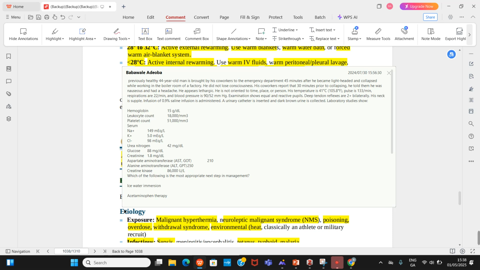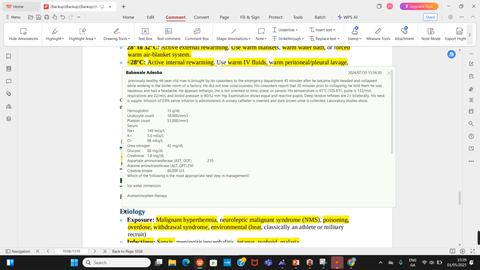So this is a previously healthy 44-year-old man who was brought in by his co-worker to the emergency department 5 minutes after he became lightheaded and collapsed while walking in the boiler room of the factory. He did not lose consciousness. His co-worker reports that 30 minutes prior to collapsing, he told them that he was nauseous and had a headache. He's lethargic. He's not oriented to time, place, or person.